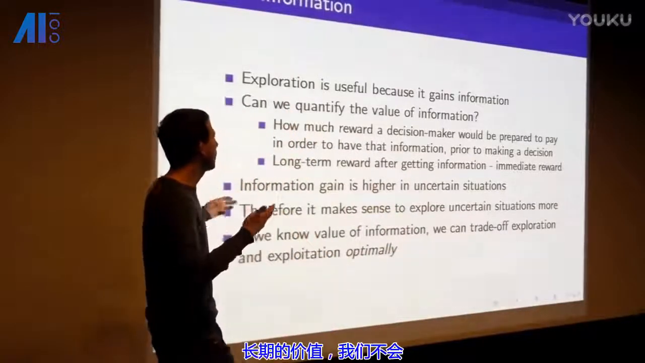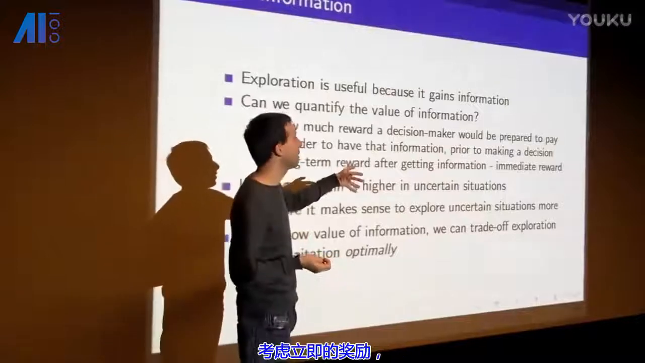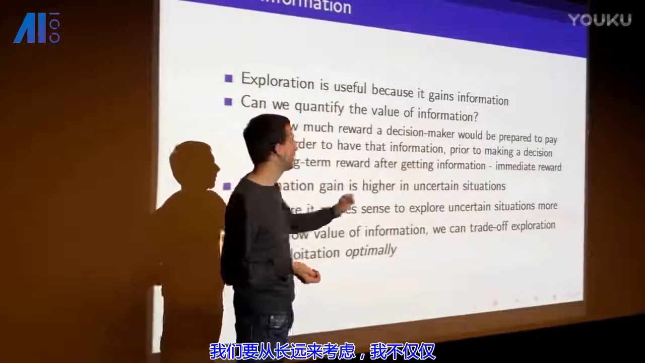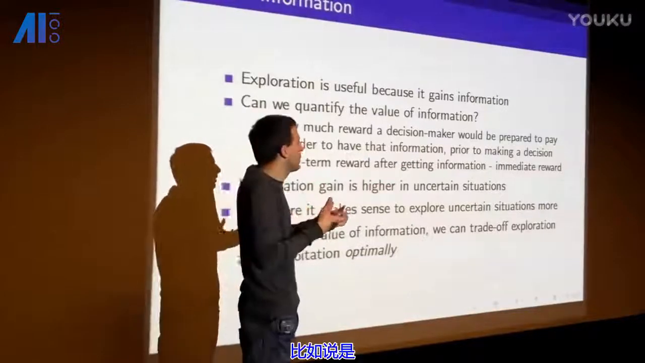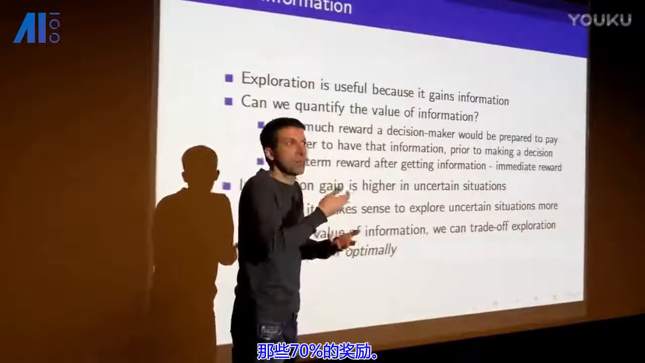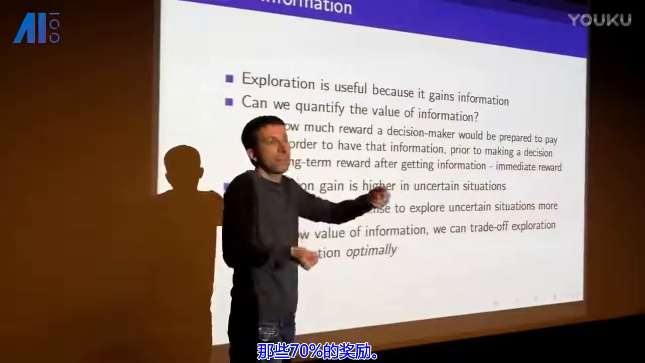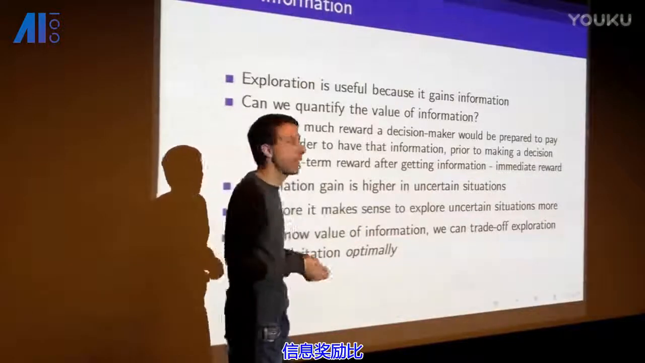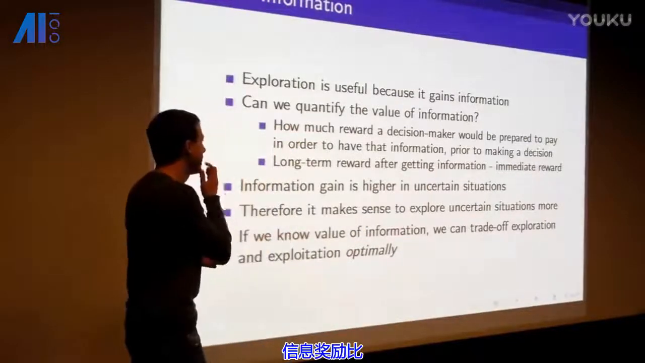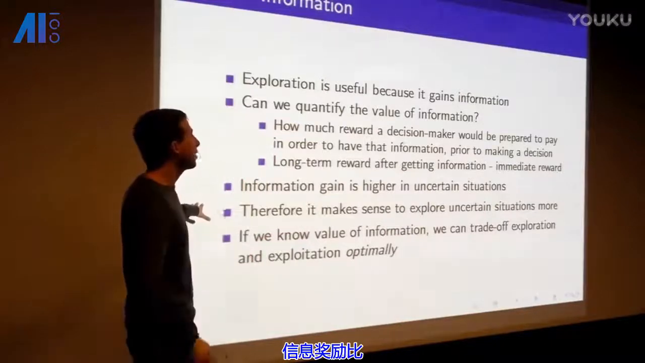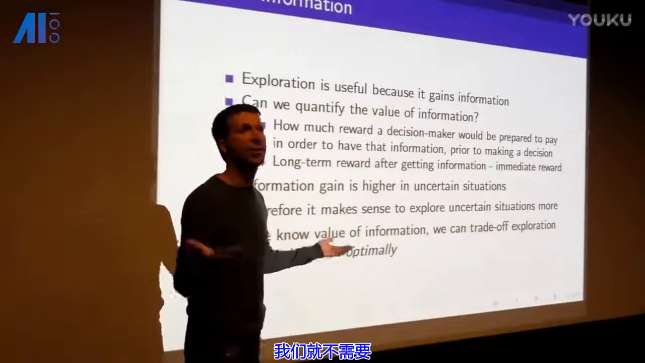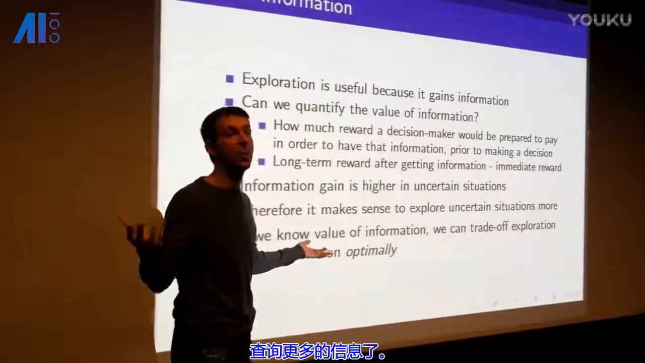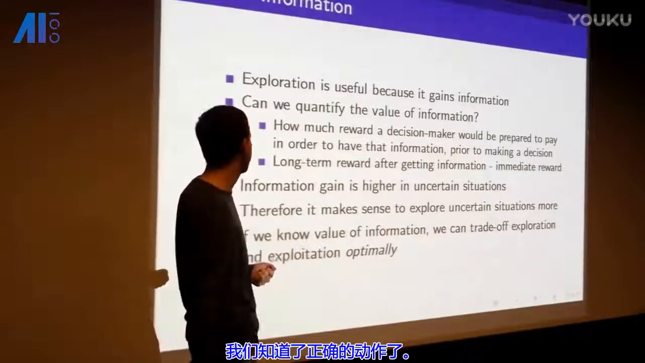So we can think of this as the long-term reward after getting information, take away the immediate reward. That is the difference between how much we gain by having this piece of information compared to just the immediate gain of getting the £70 or whatever from taking this action. Information gain is higher in uncertain situations. If you know everything about a situation, there's nothing to be gained by acquiring more information. We already know exactly the right thing to do there.